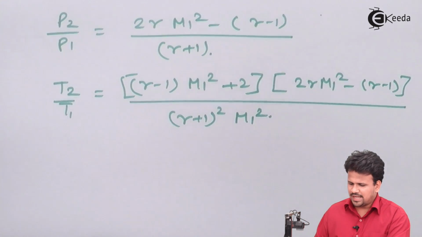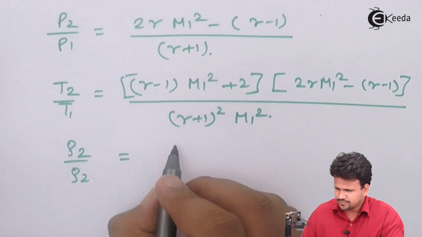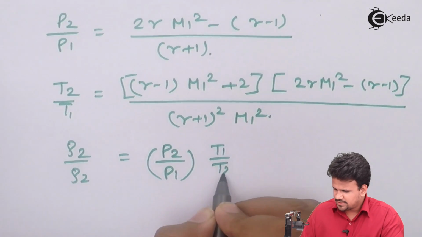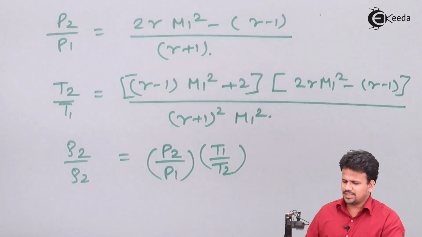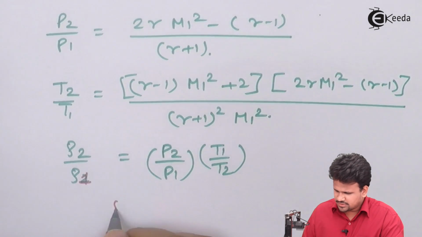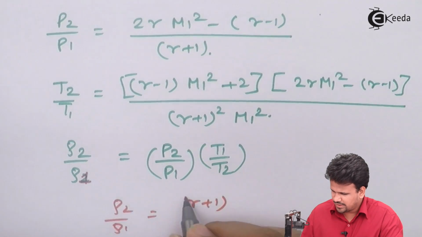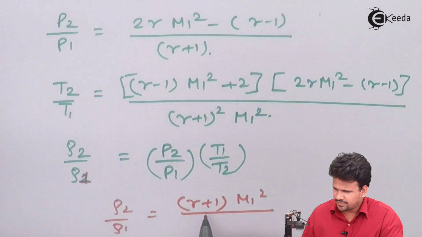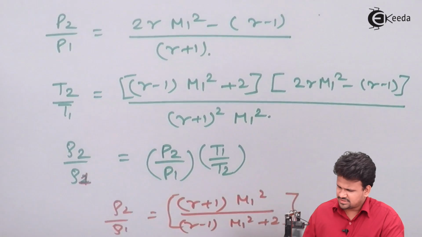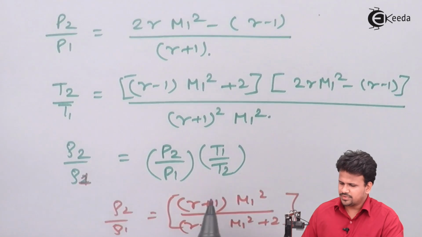Along with this we know that rho 2 by rho 1 is equal to P2 by P1 into T1 by T2. So we have seen this initially, the R will go away. On solving this, rho 2 by rho 1 will be equal to (gamma plus 1) M1 square upon ((gamma minus 1) M1 square plus 2). So we have to just substitute these two values, divide them, and we'll get rho 2 by rho 1 over here.